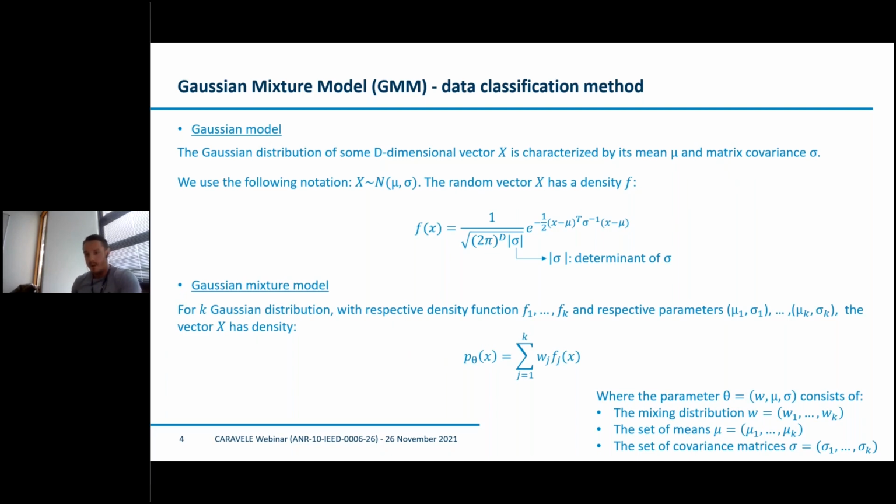Our methodology is based on the data classification method called Gaussian mixture model. The Gaussian model is composed of a Gaussian distribution of some d-dimensional vector x, characterized by its mean and its covariance. X has a density f, whose mathematical expression is known, I guess, by all of you, so we won't spend too much time on that. And the Gaussian mixture model is composed of k Gaussian distributions with respective density functions f1 until fk, where each distribution is associated with its mean and its covariance, and the density p of x is thus a sum of the distributions f.